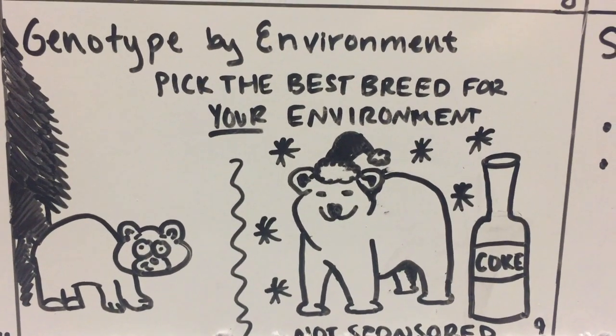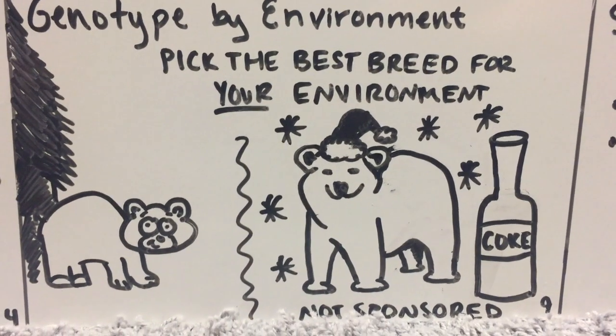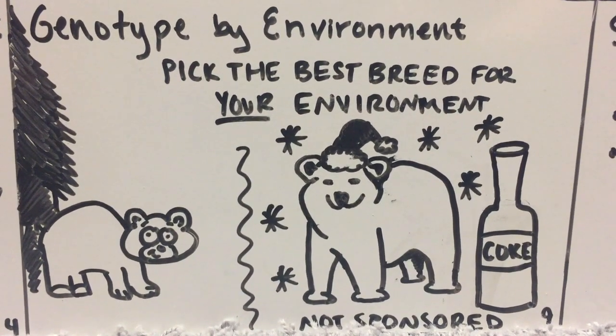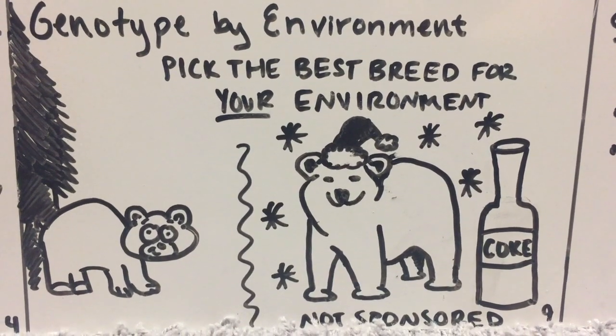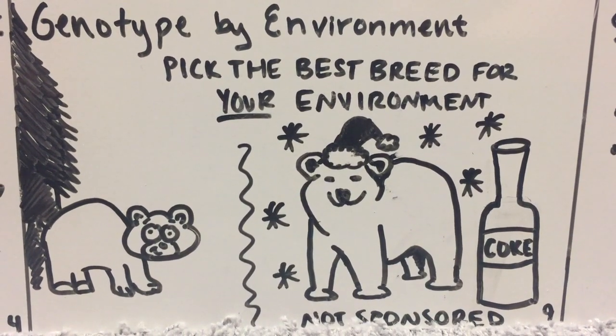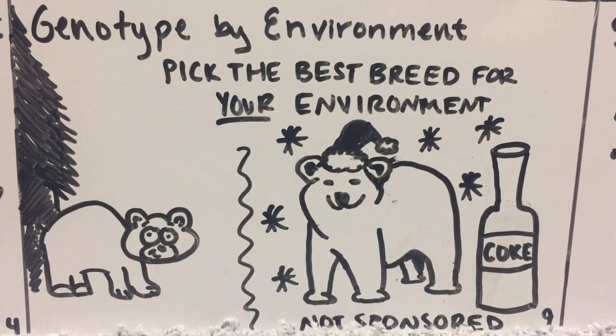Next, once you've picked out a species that you would like to use, you're going to need to look at your genotype by environment. You need to pick the best breed for your environment. For example, polar bears live in cold snow, while grizzly bears live in the forest. You would not want to put a polar bear in the forest and a grizzly in the snow. Not sponsored.